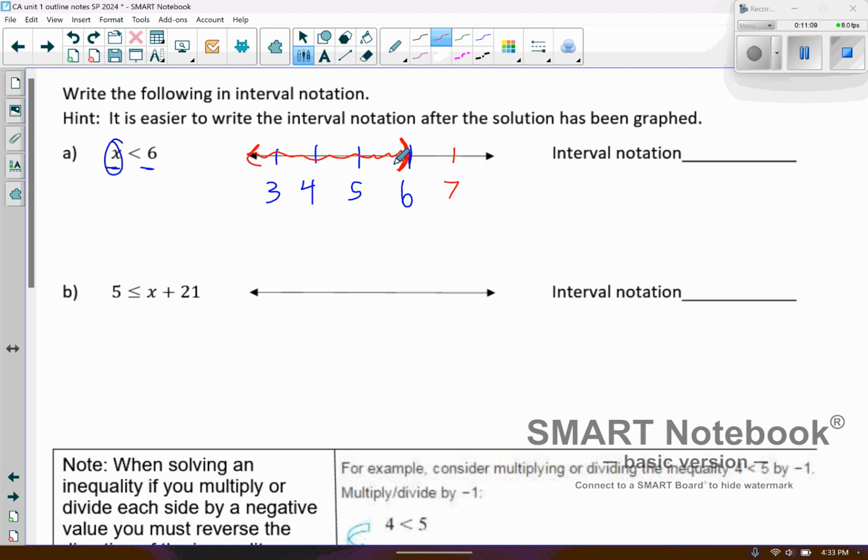Then my interval notation. Now be careful. This is where a lot of times we'll see a mistake. You have to be careful. You have to go from negative infinity to positive 6, and then parentheses on both of those.